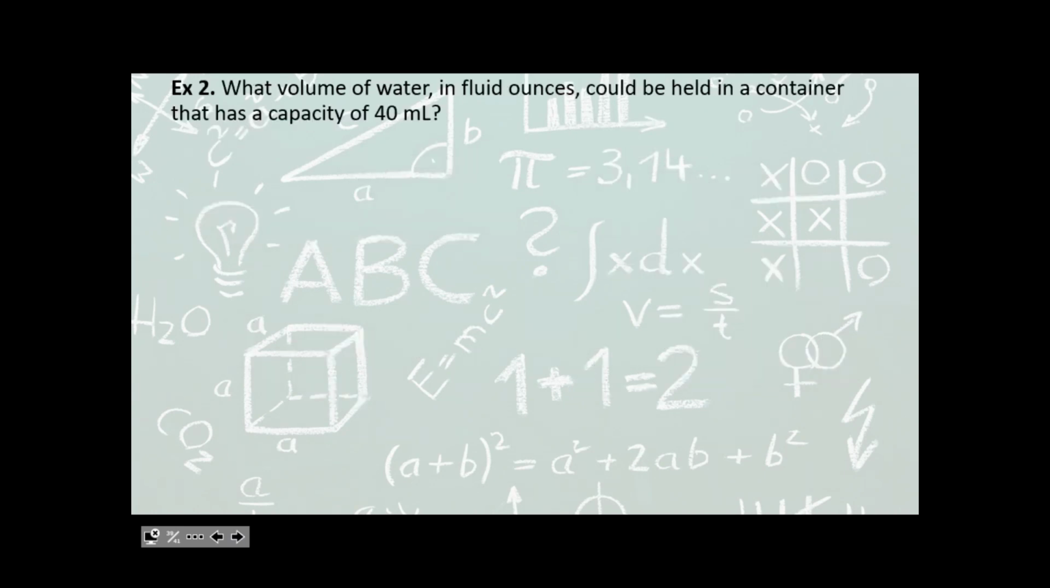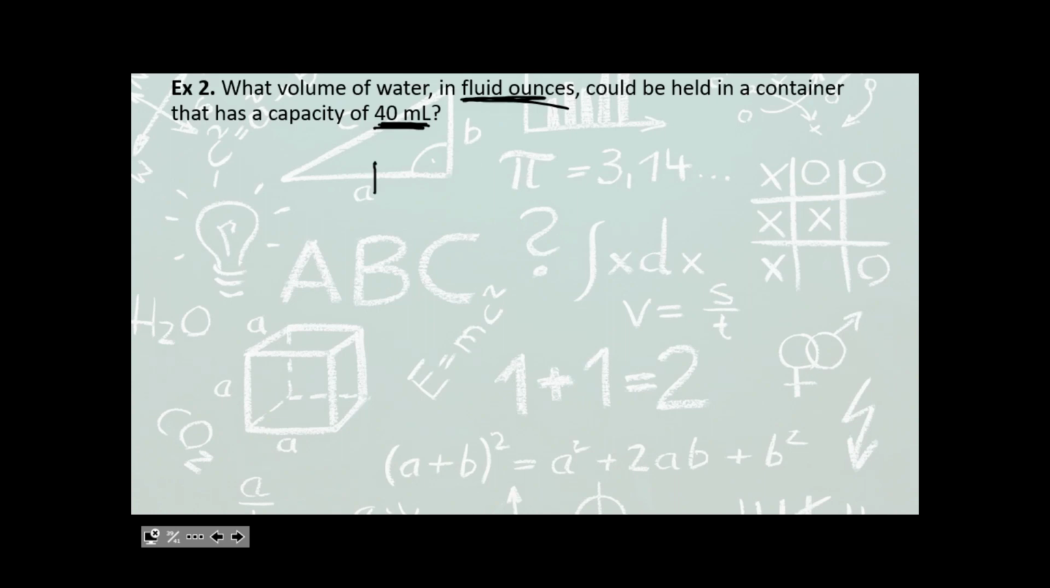Okay, so just a few word problems here. Now, the word problems aren't too complicated. They are just not directly saying go from this unit to this unit. You have to kind of decode what unit conversions you're looking for yourself here. So it says what volume of water in fluid ounces could be held in a container that has a capacity of 40 milliliters. So we know this can hold 40 milliliters of water. Well, what volume is that in ounces? So we're in milliliters, and it looks like we have to go to ounces. So that's what I'm going to look for.